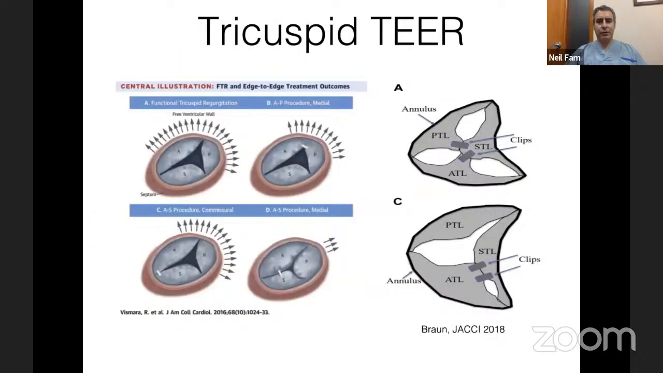Now, when we do edge-to-edge, the goal is to improve coaptation by joining the anterior leaflet to the septal leaflet and/or the posterior to septal leaflet. And this will improve coaptation and also have a modest indirect annuloplasty effect.